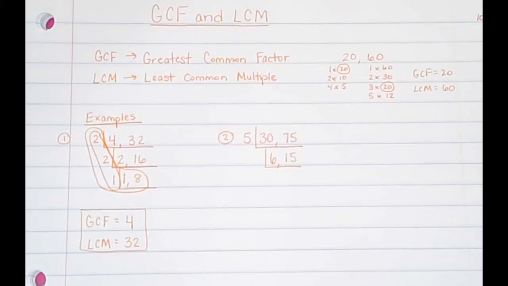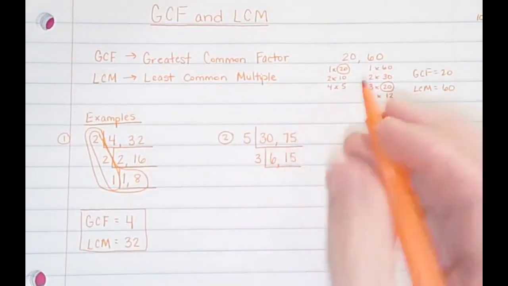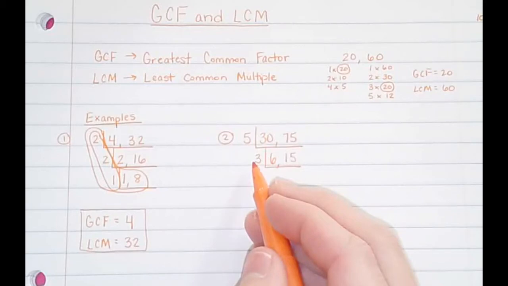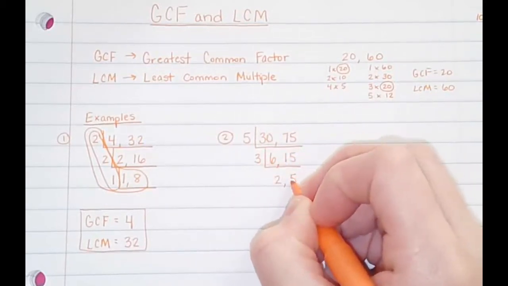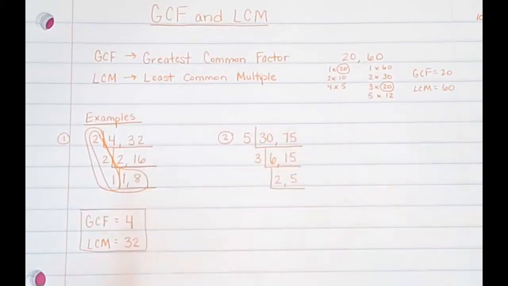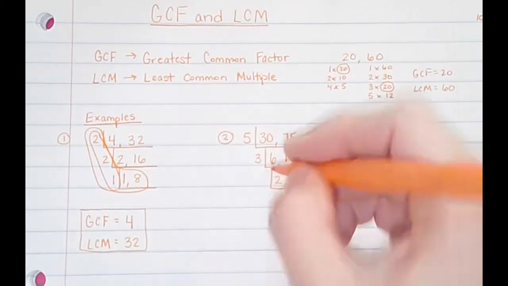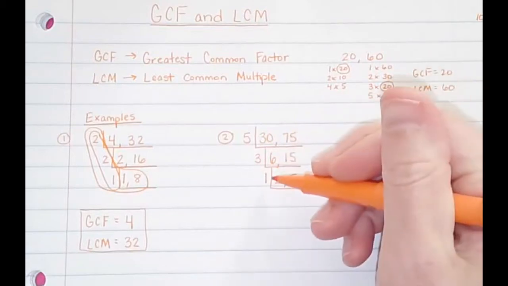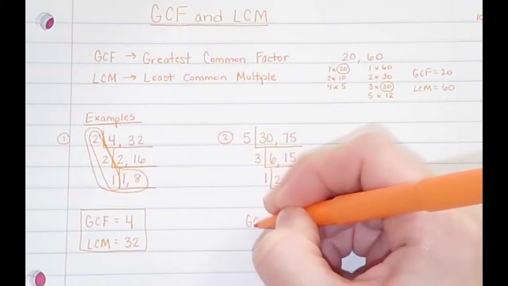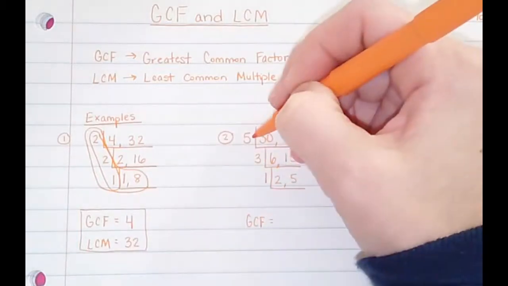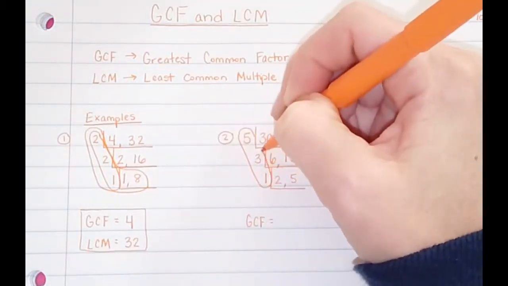Okay, so 6 divided by 3 is 2. 15 divided by 3 is 5. Okay? What's the number that goes into 2 and a number that goes into 5? Well, the only thing that works is the number 1. I know that when I get a 1 on the outside that I'm finished and I cannot do anything else. So now, to find the GCF, I'm going to do 5, I'll write it this time, times 3 times 1, which would give me 15.